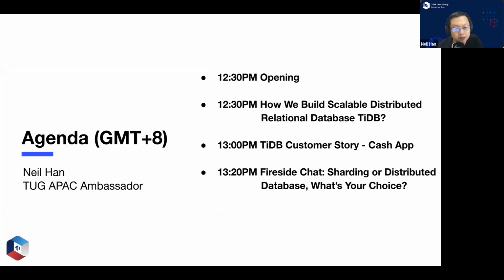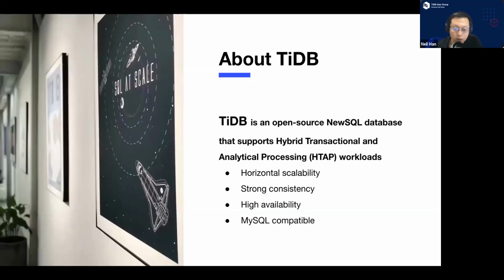So I'm Neil, the TUG APAC ambassador, and I will be the host for today. A very quick introduction before we jump into the whole session. Because it's the TiDB user group, we definitely want to reintroduce TiDB because some of you may be new to this TiDB user group. So TiDB is an open source NewSQL database supporting hybrid transactional and analytical processing. It has horizontal scalability, strong consistency, and high availability. And most importantly, it's MySQL compatible.